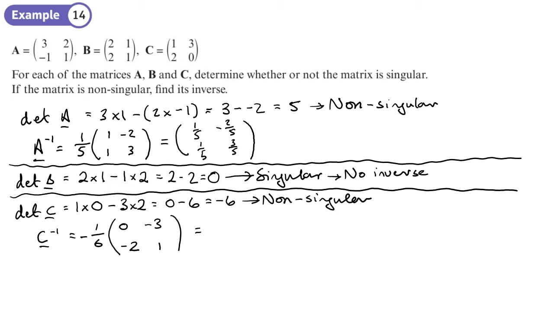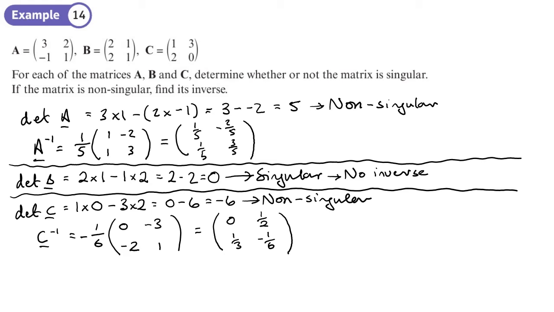Or we can actually work out negative 1/6 of each element, so that stays as 0. Then you've got the negative 3 times by 1/6. That will basically be a half, because you'll end up with 3 over 6. Then we'll end up with 2 over 6, which is a third, so I'm simplifying it, and then negative 1/6. So there we go, we found the inverse.